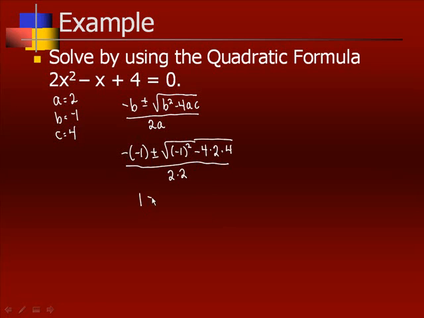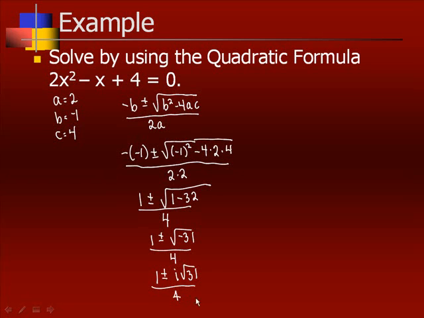So the opposite of negative 1 is 1 plus or minus. Now remember, negative 1 squared is always a positive. 4 times 2 is 8, times 4 is 32, so that's minus 32 over 4. So that's 1 plus or minus the square root of negative 31 over 4. Don't stop with the square root of a negative. Let's go ahead and call it 1 plus or minus i times the square root of 31 over 4. So this would be our solution, which are really two imaginary solutions.